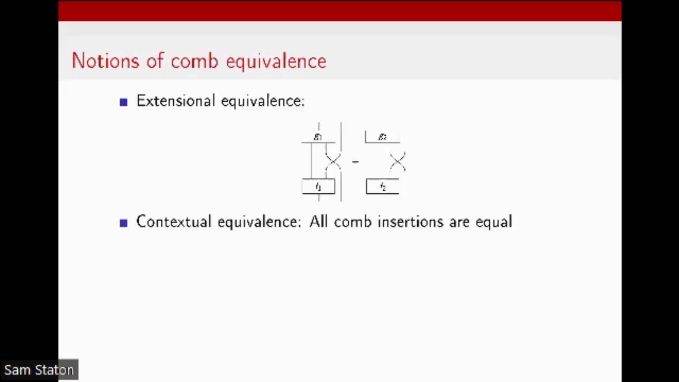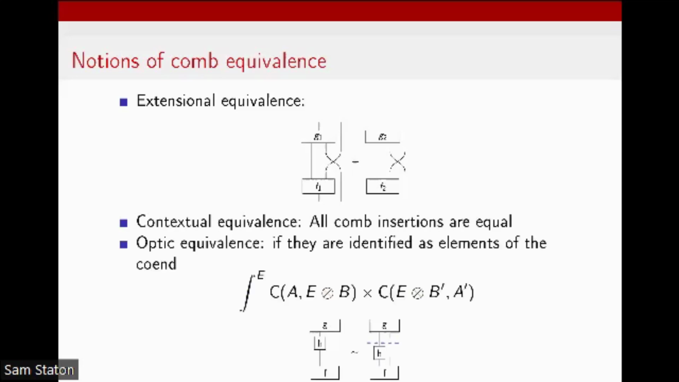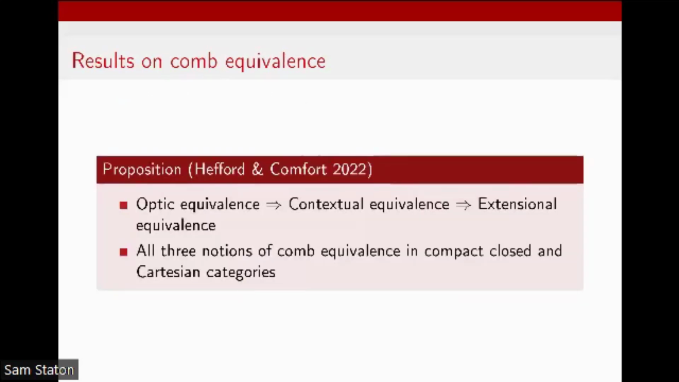I can also have that they are contextually equivalent, which means that all Coombe insertions are equal. And then I also have this optic equivalence, which looks a bit scary for people not friendly with optics like me, but it's actually just quotienting under this equivalence relation by sliding. So I say that if they are identified by the equivalence relation generated by all of these slidings, so here this H belongs to the lower part of the Coombe, here it belongs to the upper part of the Coombe, and then they are optically equivalent. And a general result from Hefford and Comfort is that there's a chain of implications. Optic equivalence always implies contextual, which always implies extensional.